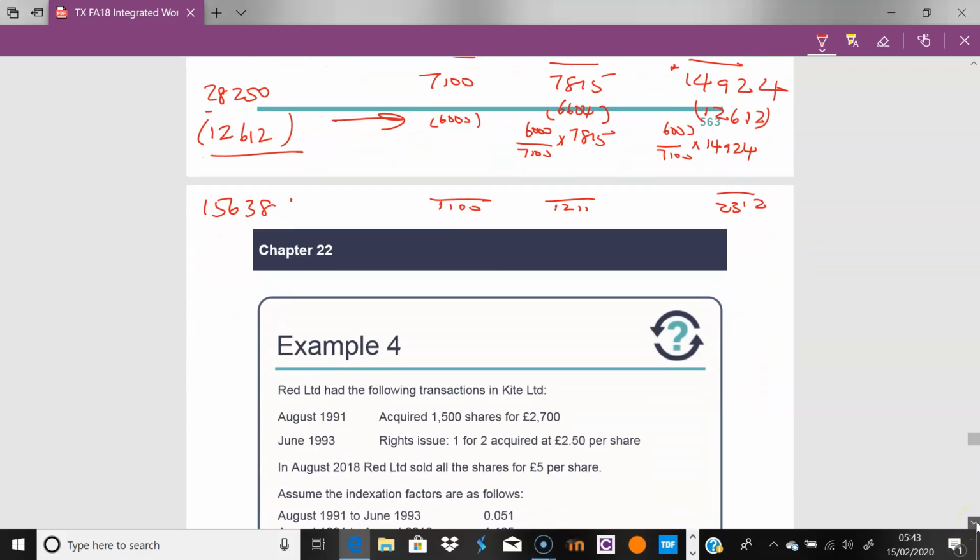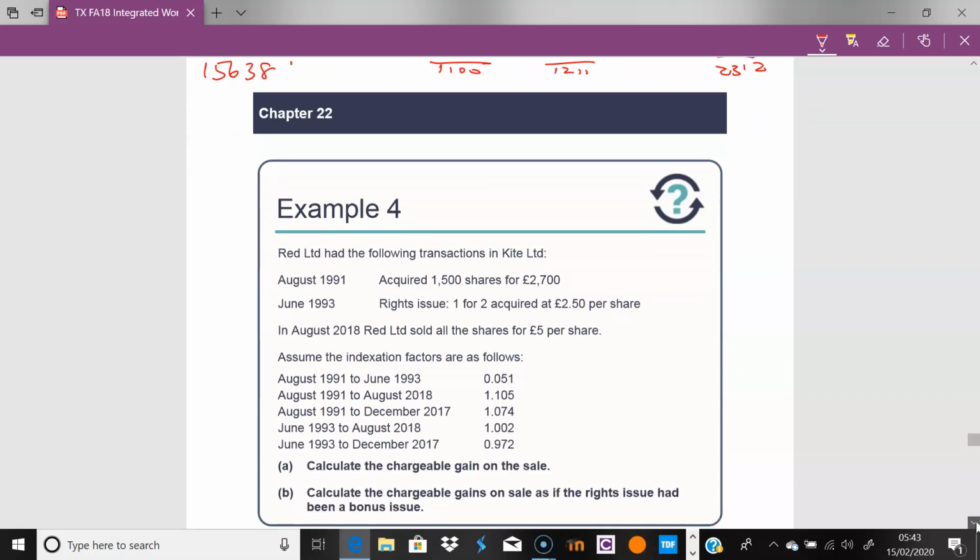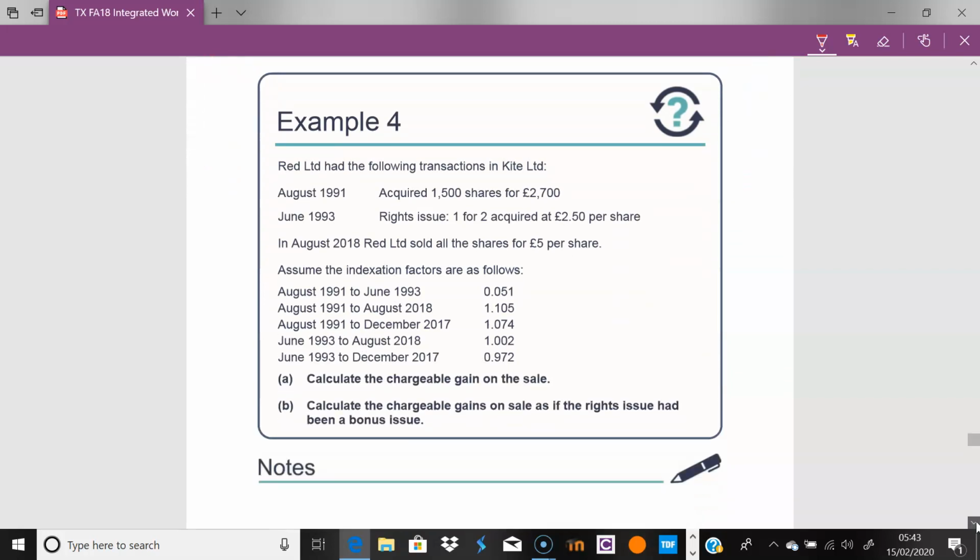So here we have, exactly like we had when we were dealing with individuals, a rights issue and a bonus issue case. So let's look at the scenario here. We just follow the same index. All I'm trying to make sure is I account for inflation in these shares so that I'm not taxing air, or inflation, so to speak. So here, what are we saying?